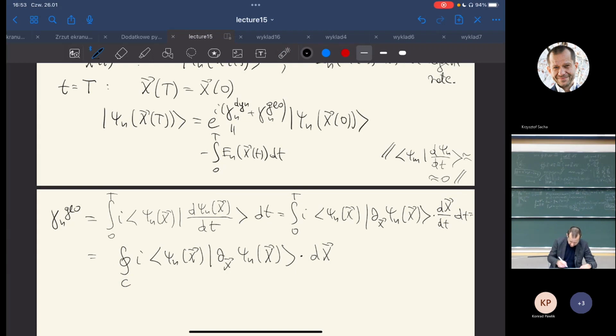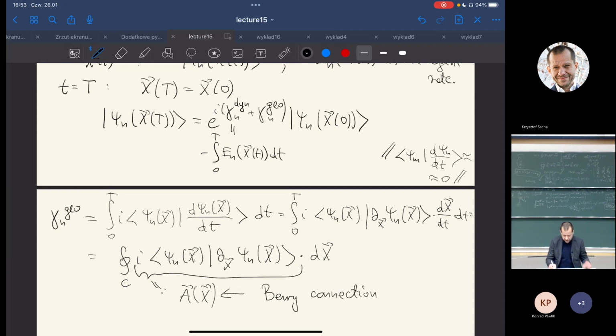And the quantity inside this integral we will denote by A of x. And this is something which is called Berry connection. Okay.